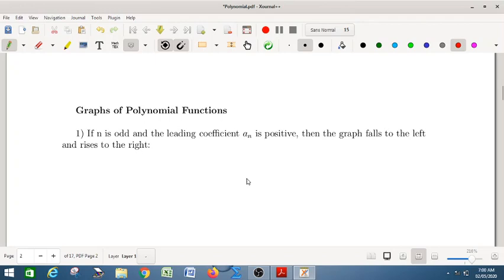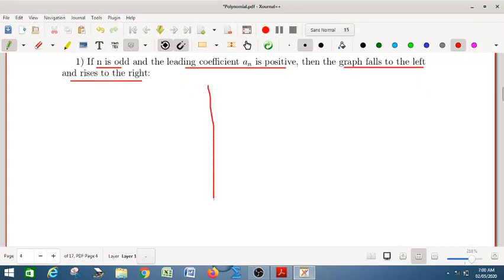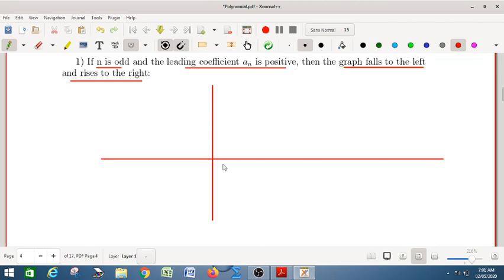Let's move to the more general way. How the diagram is going, whether it falls to the left and rises to the right. So I will explain that. Suppose n is odd, where n is the highest power of x, and the leading coefficient is positive, then the graph falls to the left and rises to the right. So this is the axis, okay, and this is 0.